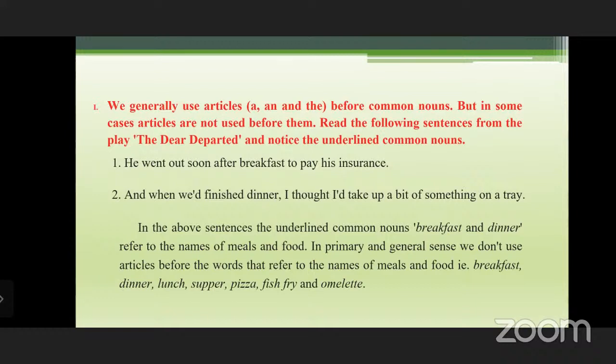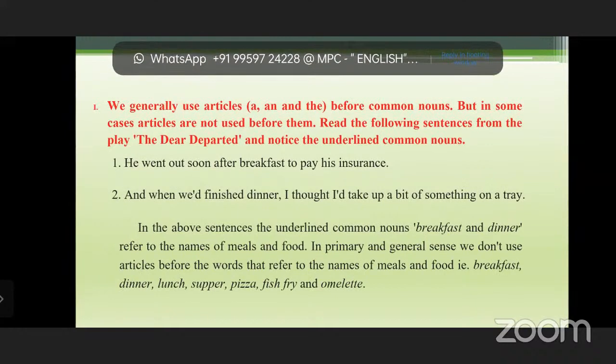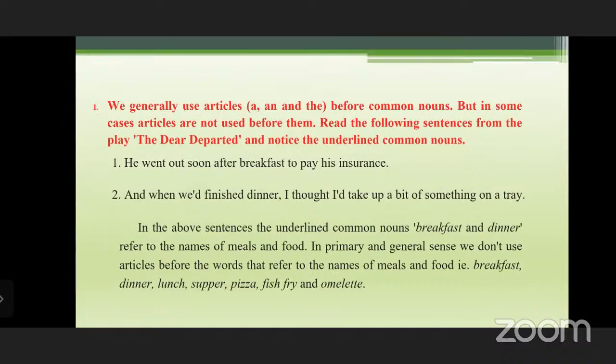And see the second one. And when we would finish dinner, I thought I would take up a bit of something on a tray. So dinner should be underlined here. So in the above sentences, what are the underlined nouns? Breakfast and dinner. So they refer to the names of meals and food. In primary and general sense, we do not use articles before the words that refer to the names of meals and food. That is breakfast, dinner, lunch, pizza, fish fry, and omelette. So for all these names of meals and food, if they are used in a primary sense, means in a general sense, we should not use any article.